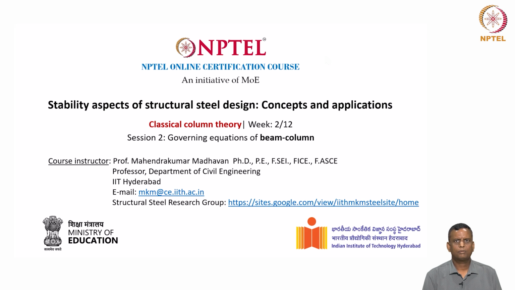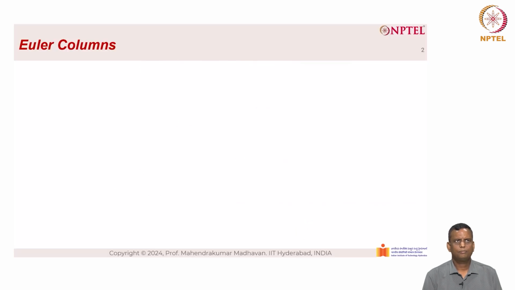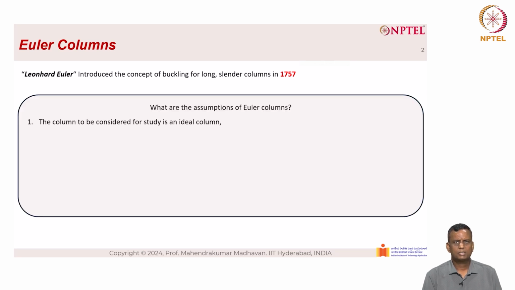Let us continue our conversation on buckling. In the last class, we talked about Euler columns. Leonhard Euler introduced the concept of buckling for long, slender columns in 1757. There are some assumptions of Euler columns.